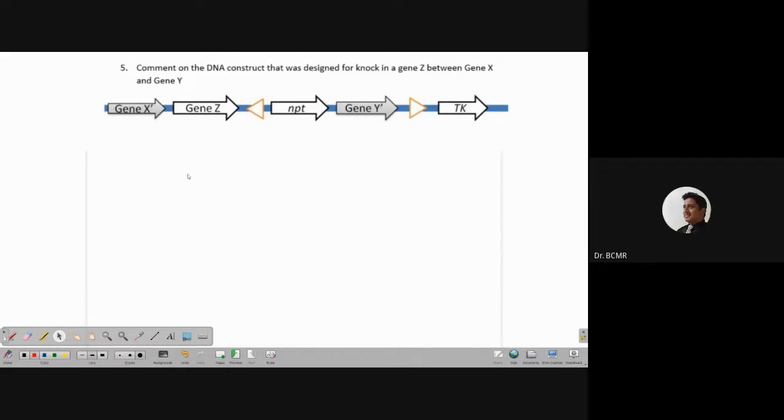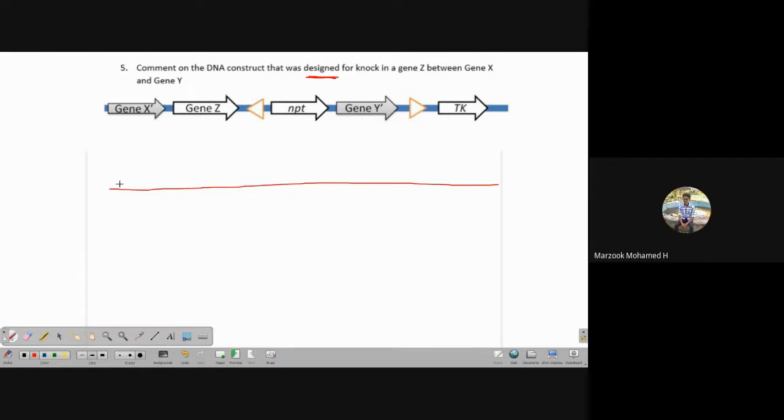So there are two things. The complete question would be something like: comment on the DNA construct, and then you are supposed to design a good one, the correct one. What do you think is the correct one? Tell me what I should do. Tell me the gene names, I will write.